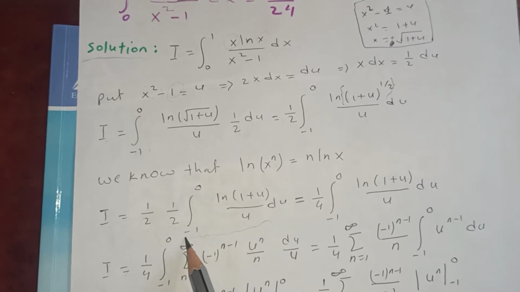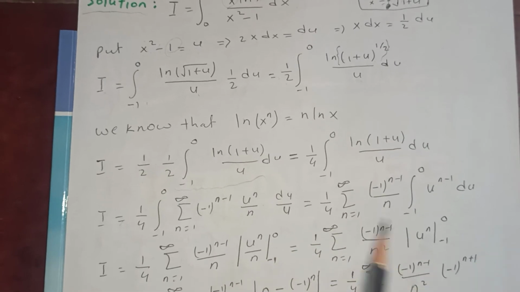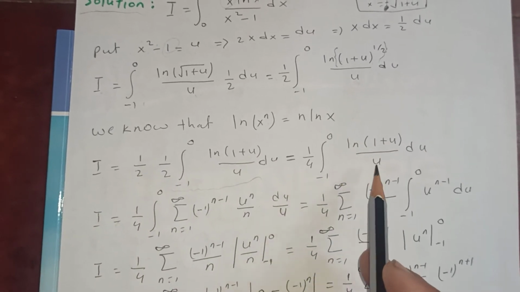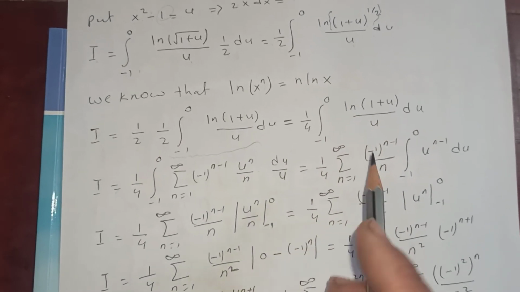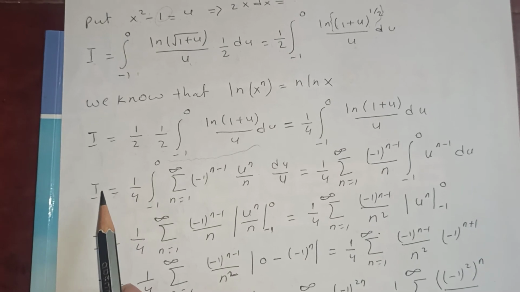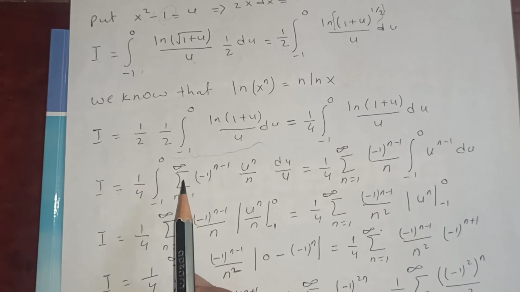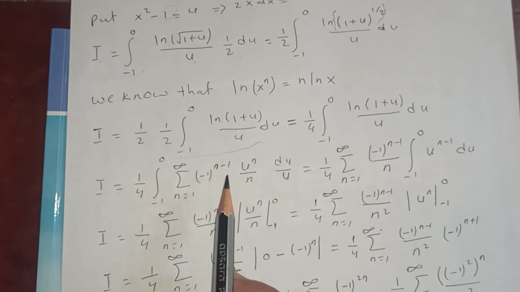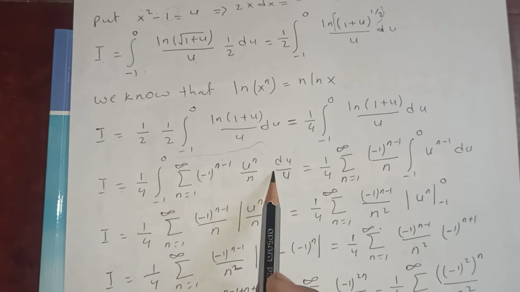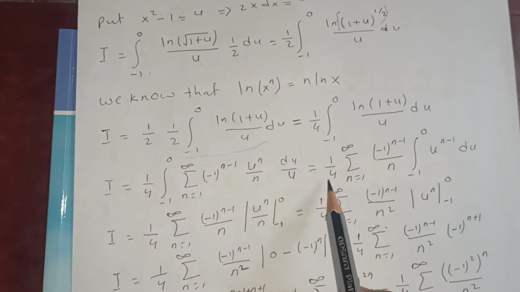And this integral is already evaluated. You can check it out. Anyway, let's evaluate it here again. So this is 1 by 4 times the integral from minus 1 to 0 of log of 1 plus u upon u du. Now by using the expansion of log of 1 plus u, I is equal to 1 by 4 integral from minus 1 to 0, sum from n equal to 1 to infinity, of minus 1 to the n minus 1, u to the n upon n. This part is the expansion of log, and du upon u.